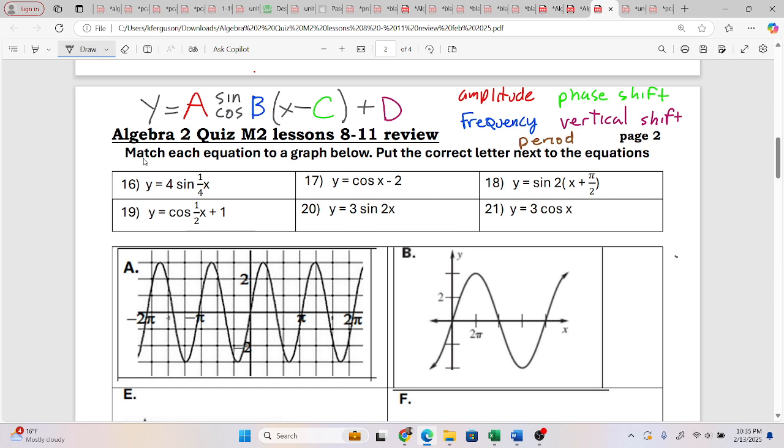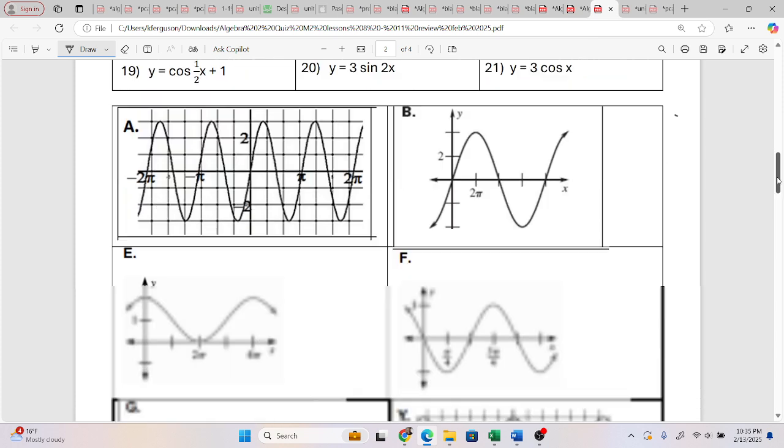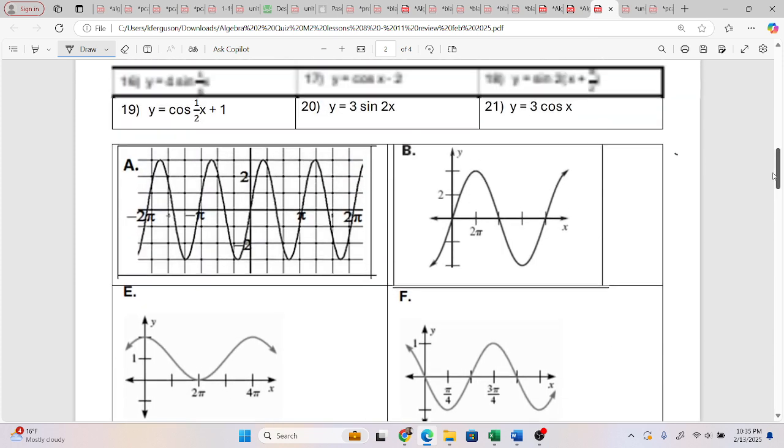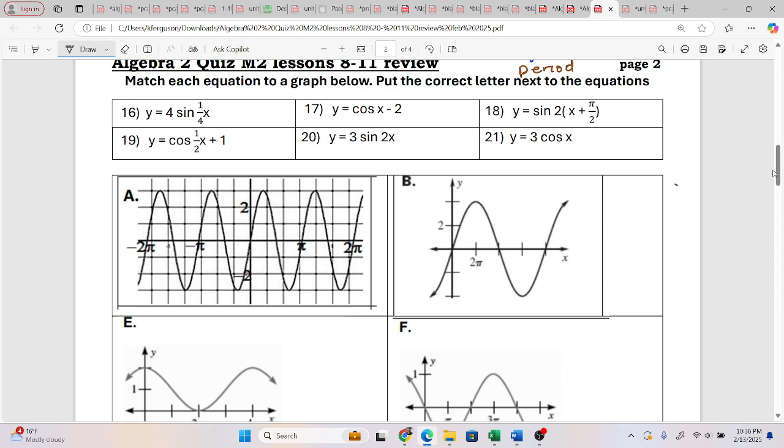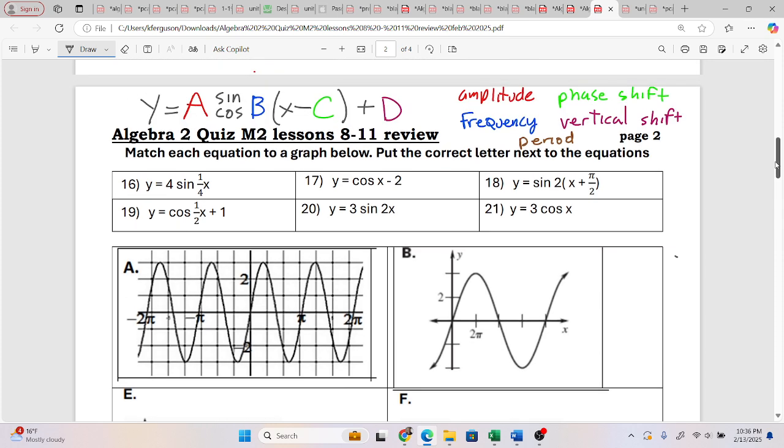Okay, so we're looking at: match each equation to the graph below, put the correct letter next to the equations. So with matching, there's kind of like a shortcut that we can do. I'm going to do the quick and dirty way to get through, doing the minimal amount. Then I'm going to go back and we're going to dissect each graph, write the equation for the graph, and then match it. So right now we're just going to do something quick. Let's look at the first graph.